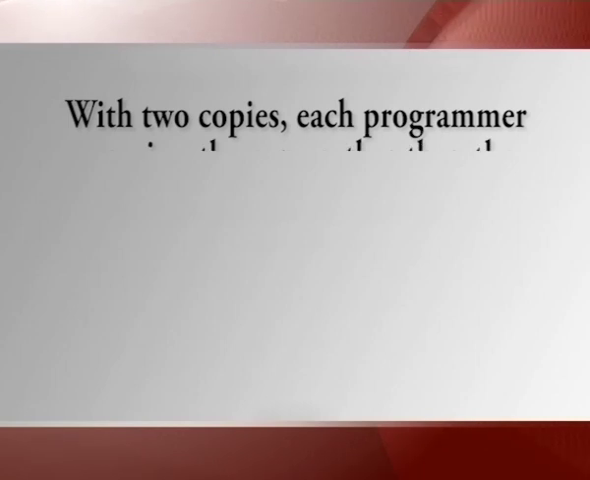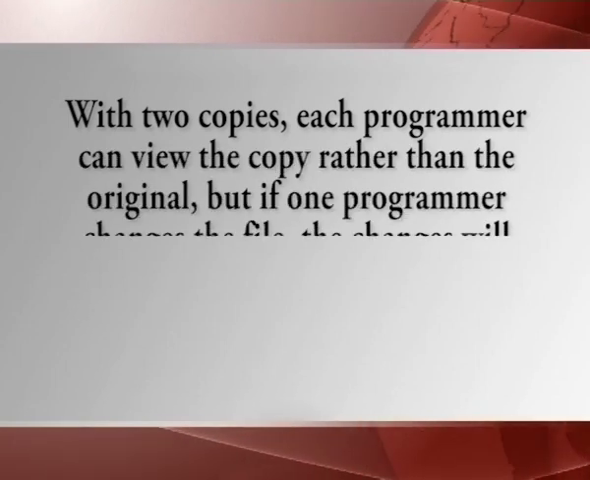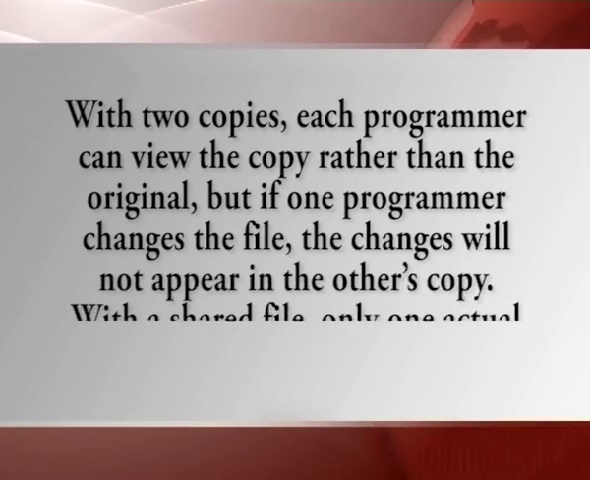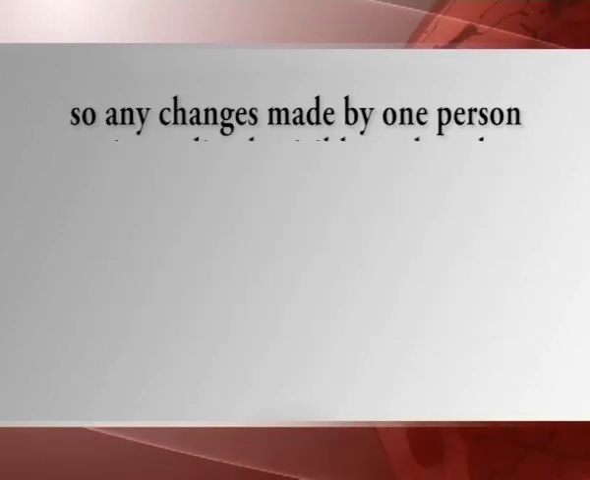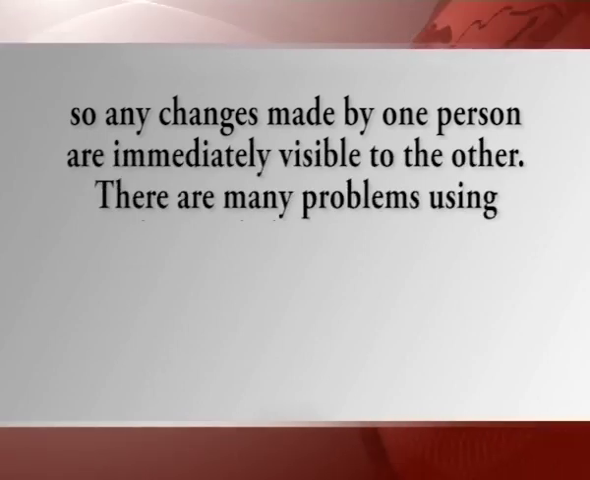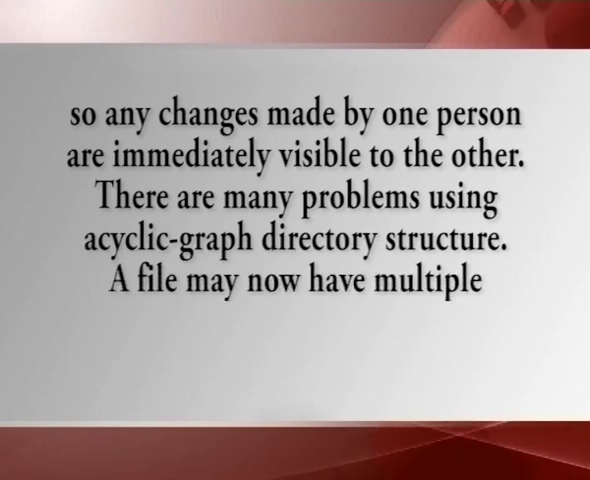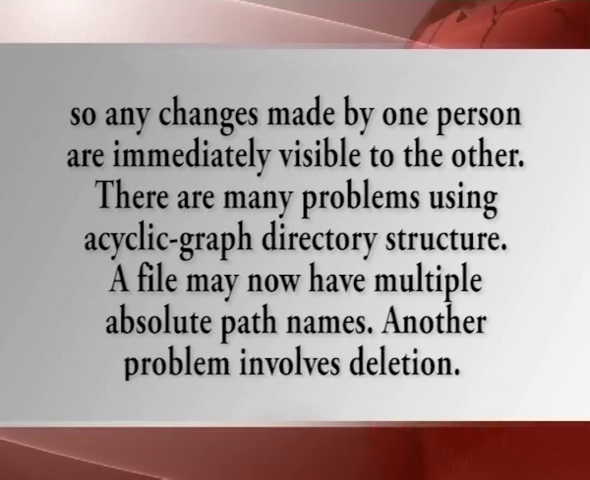With two copies, each programmer can view the copy rather than the original. But if one programmer changes the file, the changes will not appear in others' copy. With a shared file, only one actual file exists, so any changes made by one person are immediately visible to the other. There are many problems using acyclic graph directory structure. A file may now have multiple absolute path names.